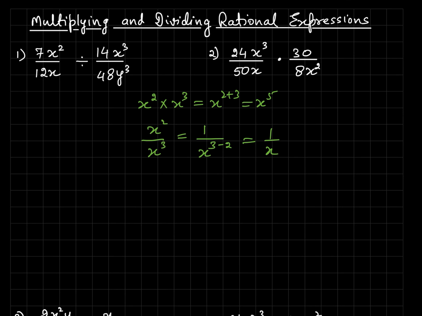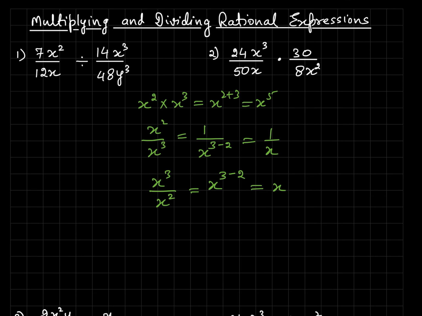But if it is the other way around, like x raised to 3 divided by x raised to 2, then the power in the numerator is greater, so this x squared would be taken up. So 3 minus 2, that would be equal to x. Just these basic things we have to keep in mind.